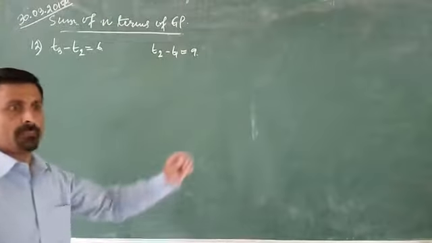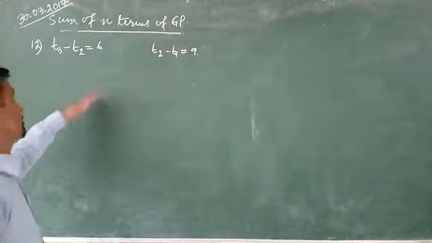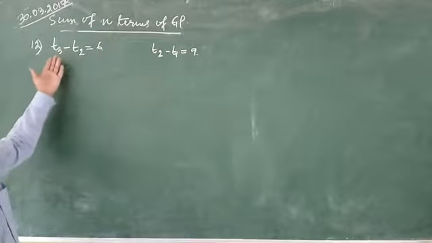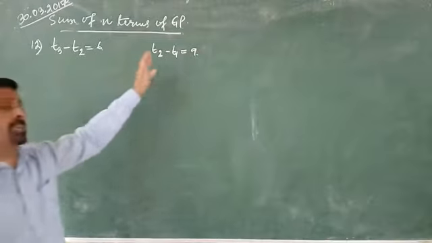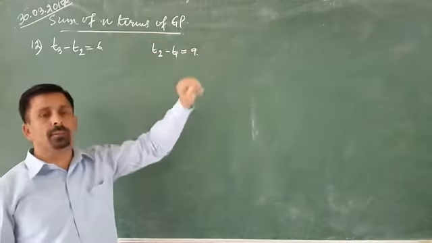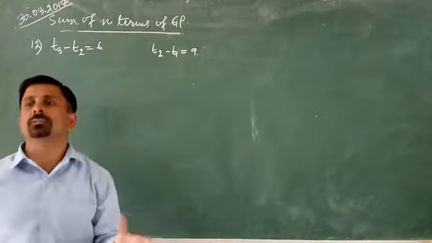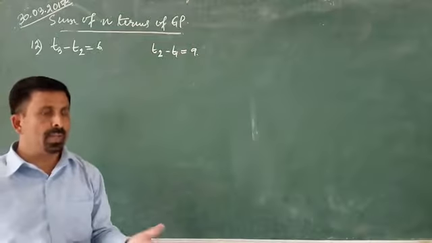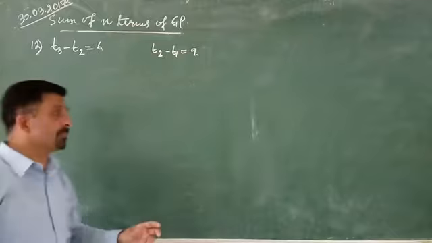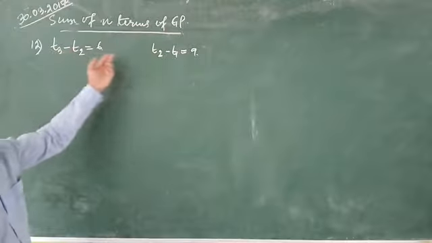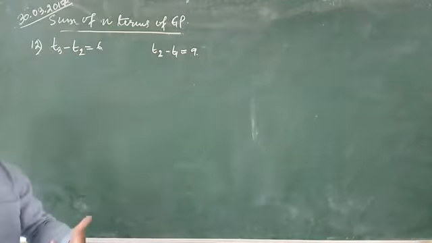Question number 12 is a very simple question. It says that the third term exceeds the second term by 6, and the second term exceeds the first term by 9. These three terms are in GP. And we know how to write the nth term of a GP. Using that concept, we can replace this T1, T2 and T3, okay, and get some equation.